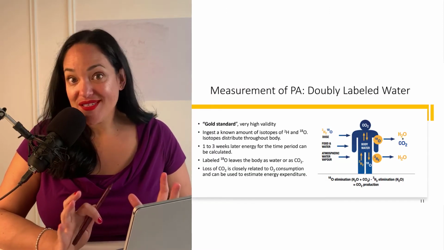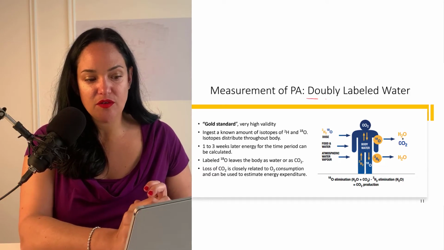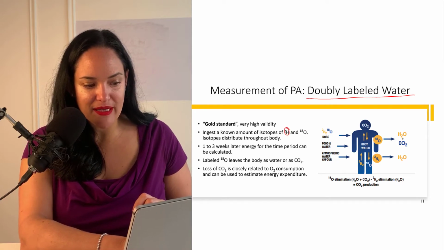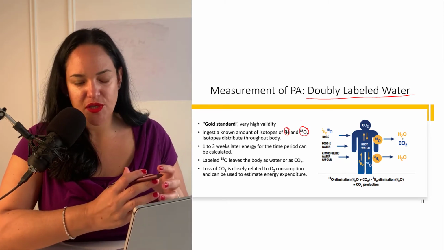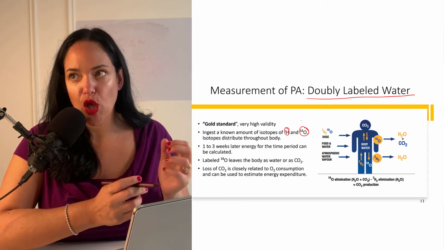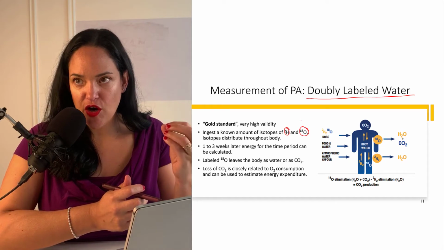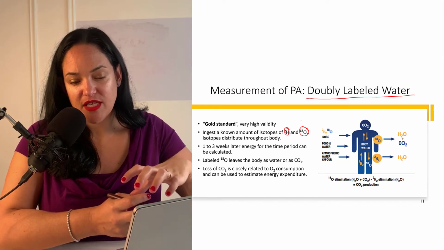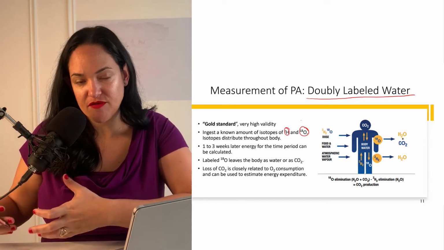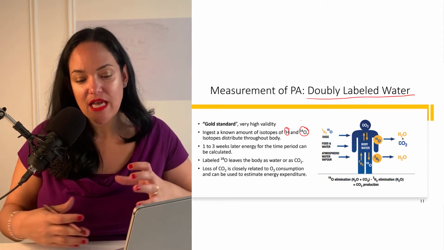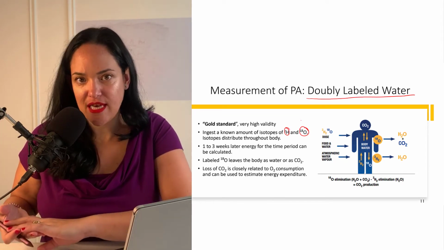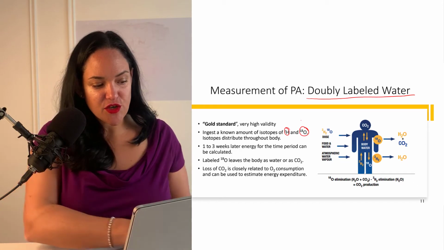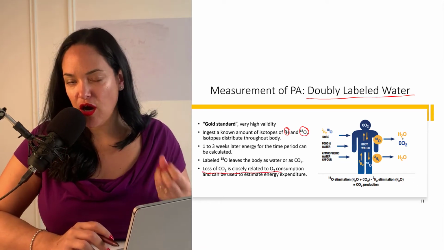Okay, so the gold standard for measuring physical activity is something called doubly labeled water. When I say doubly labeled, I mean that I replace the hydrogen and the oxygen within a water molecule with certain isotopes for hydrogen and oxygen that I can track. I track how much of that I give to people, and at the end of a period of time, let's say a week, 2 weeks, 3 weeks, I measure how much carbon dioxide is released by that person, and that gives us a measure of, as it says here, the loss of carbon dioxide is closely related to oxygen consumption.